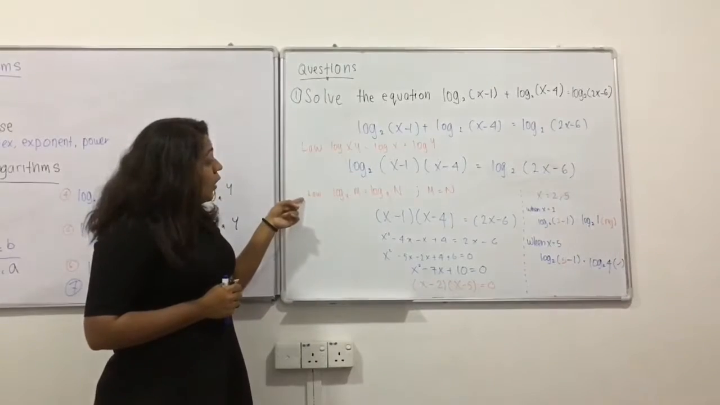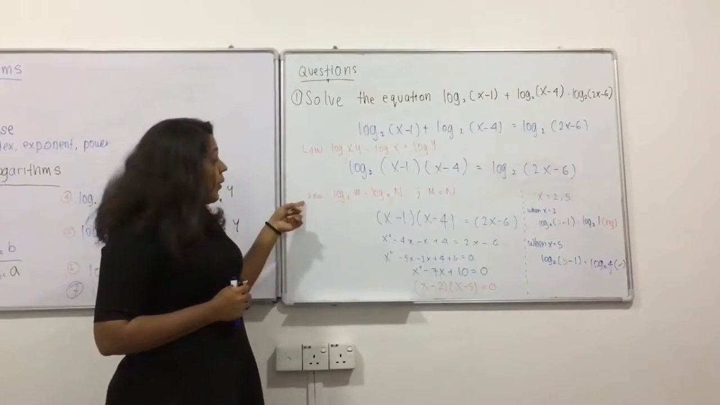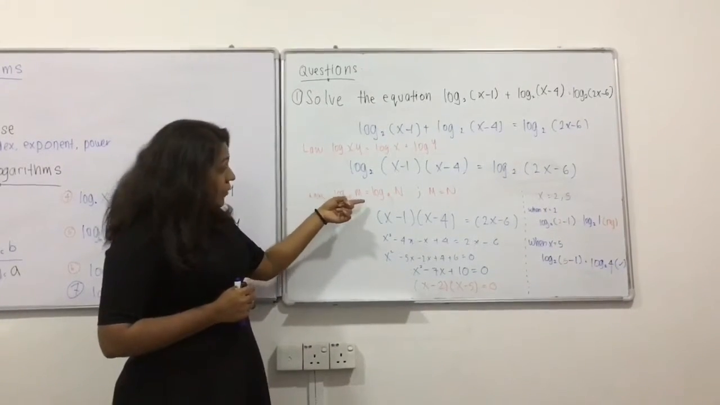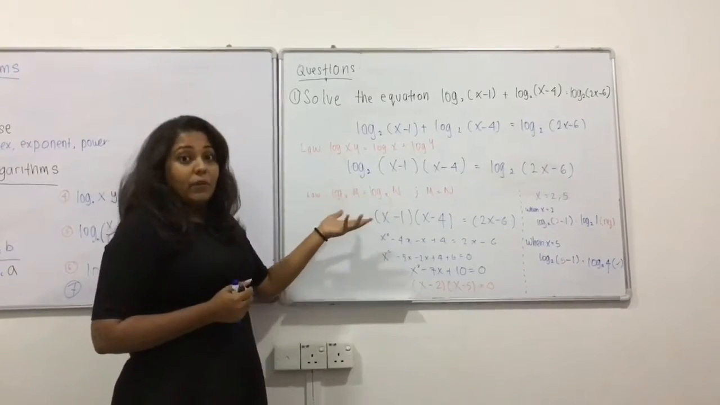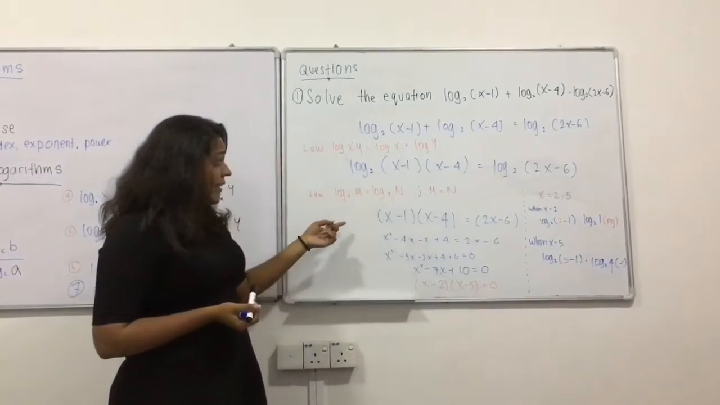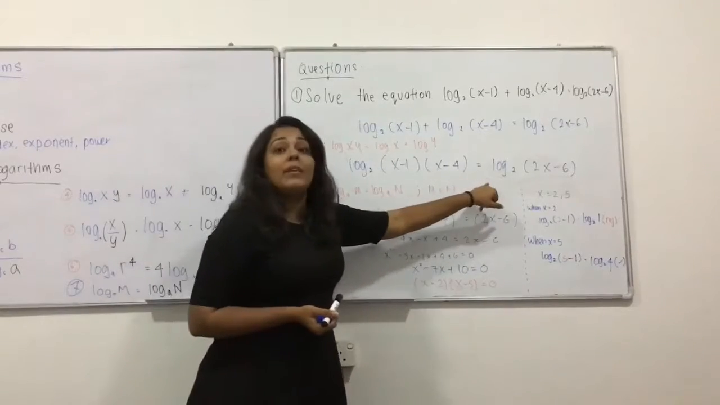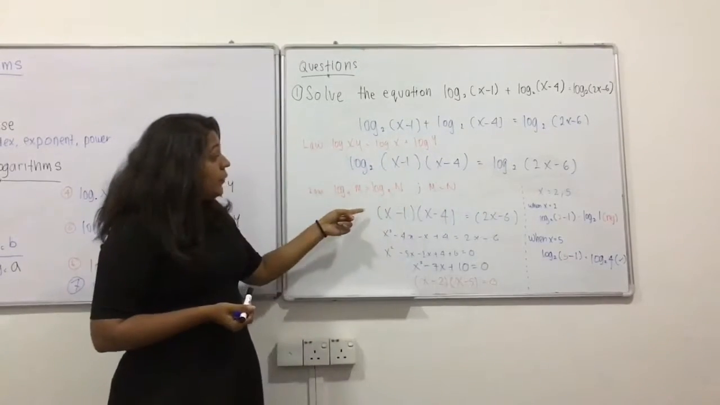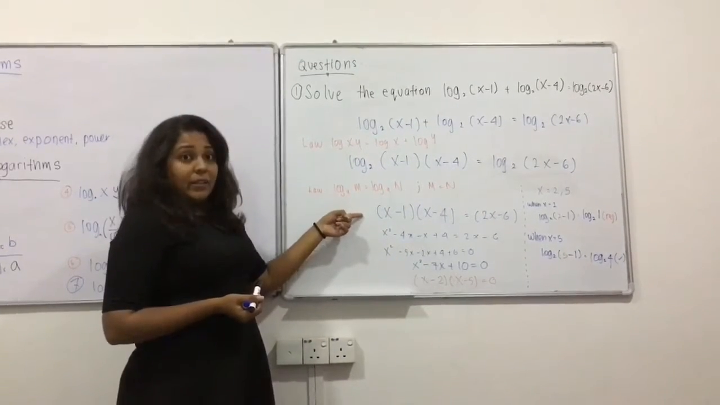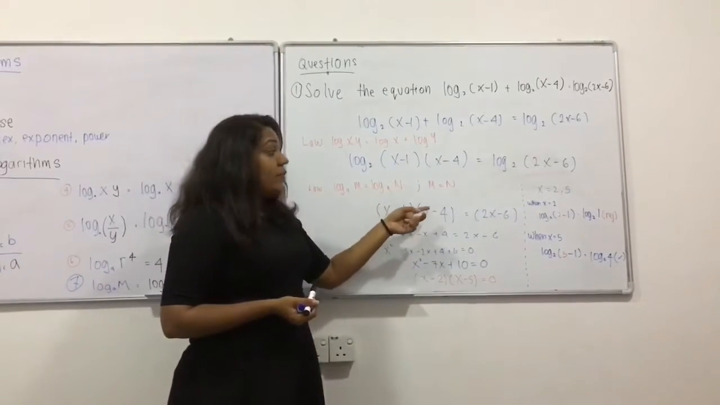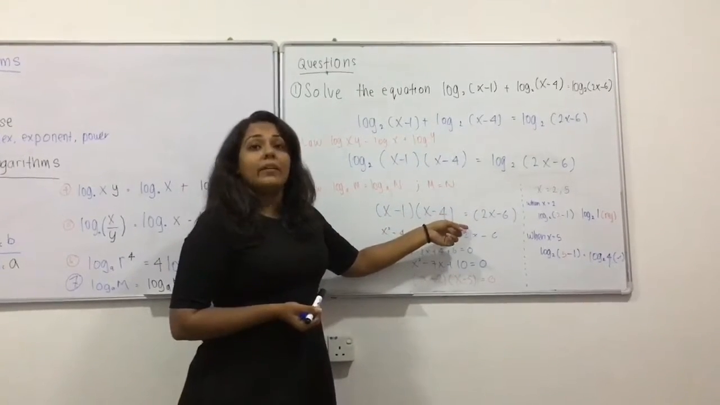Part 2, the second law that we will use in this question is log_a m equals log_a n, which is m equals n. You can see here, which means the log and the log will cancel out, leaving you with (x minus 1)(x minus 4) is equivalent to 2x minus 6.